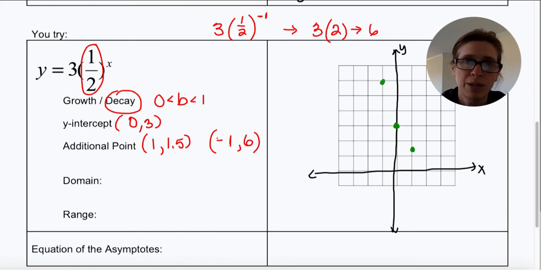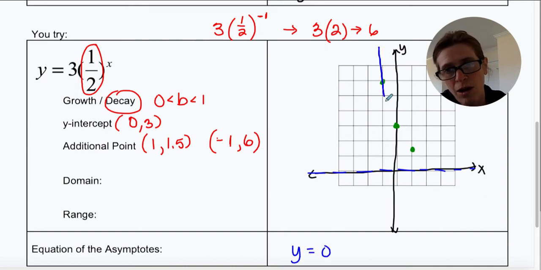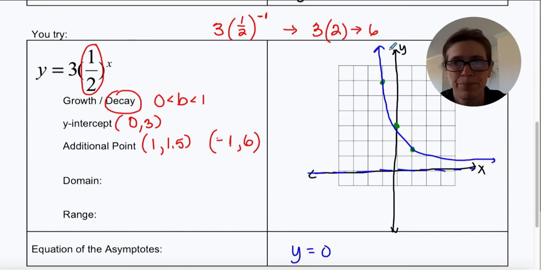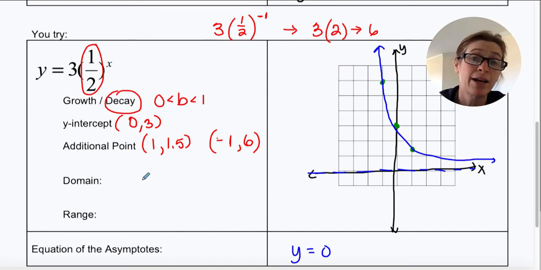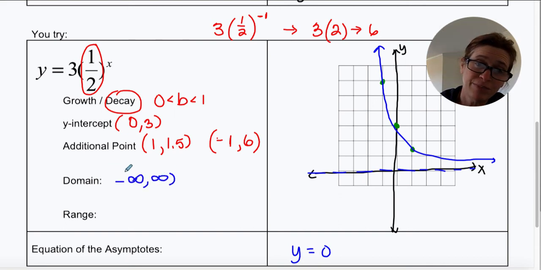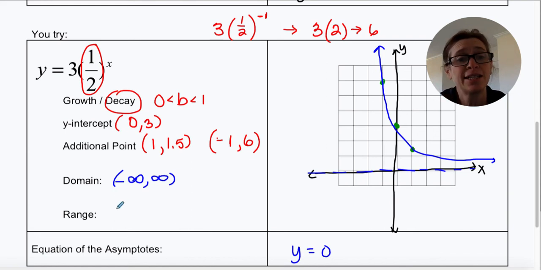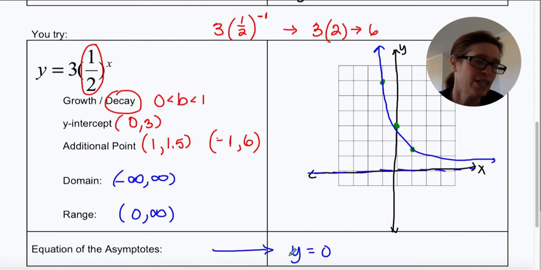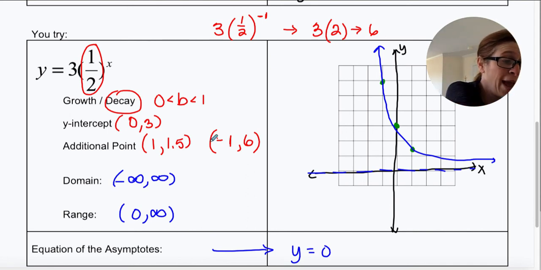Okay, I'm going to put in my asymptote of y equals 0. It didn't change. And I'm going to draw my exponential curve like that. Exponential curve. All right, again, the domain, there's no limit on what we're allowed to put into the function. And my range is going to be from 0 to infinity. Equation of my asymptote, again, a horizontal line going through y equals 0. All right, so that's a little bit about the graph.